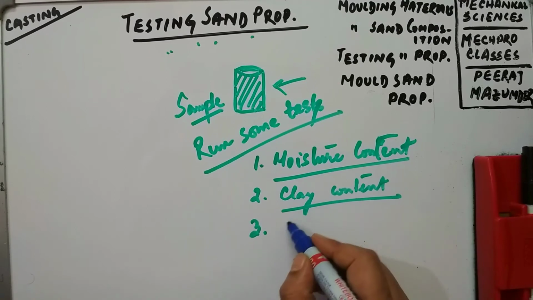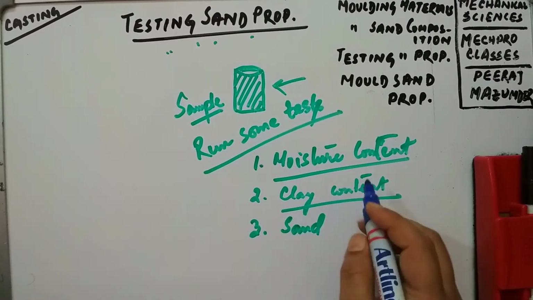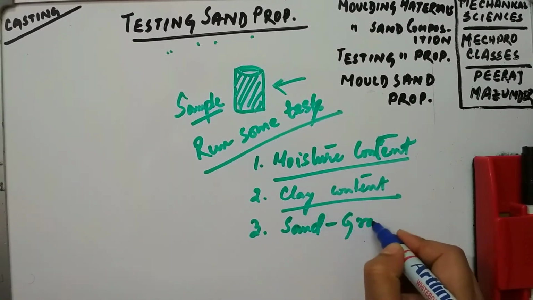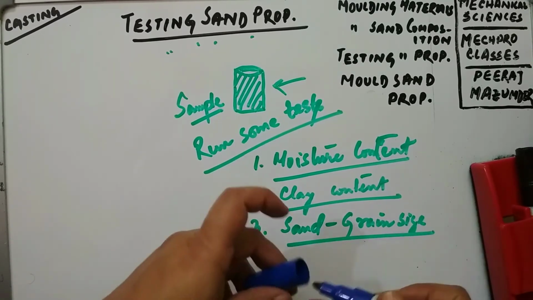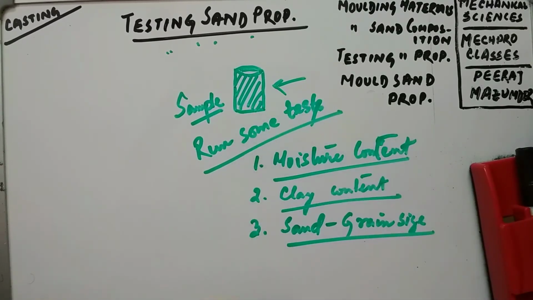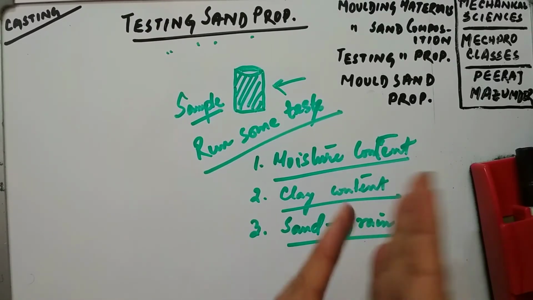Now the third one is very important, known as the sand grain size. I already mentioned that sand grain size is also very important in determining the good quality of a molding sand. Now, for sand grain size, there are different types of sand grain.